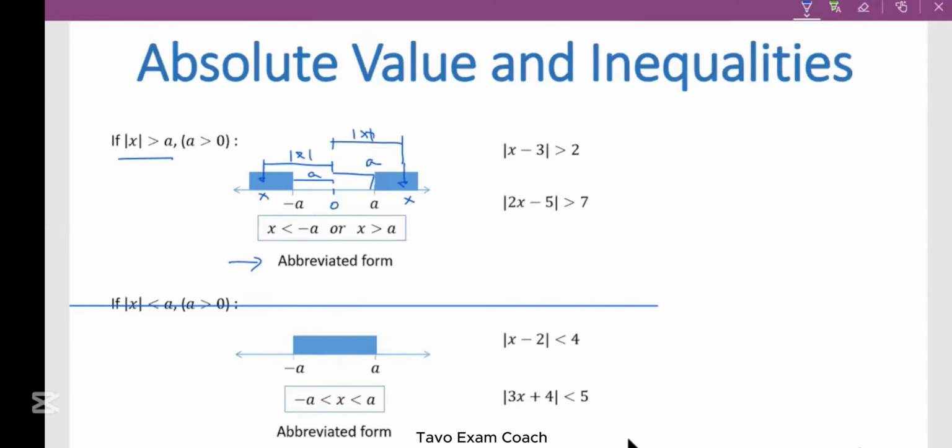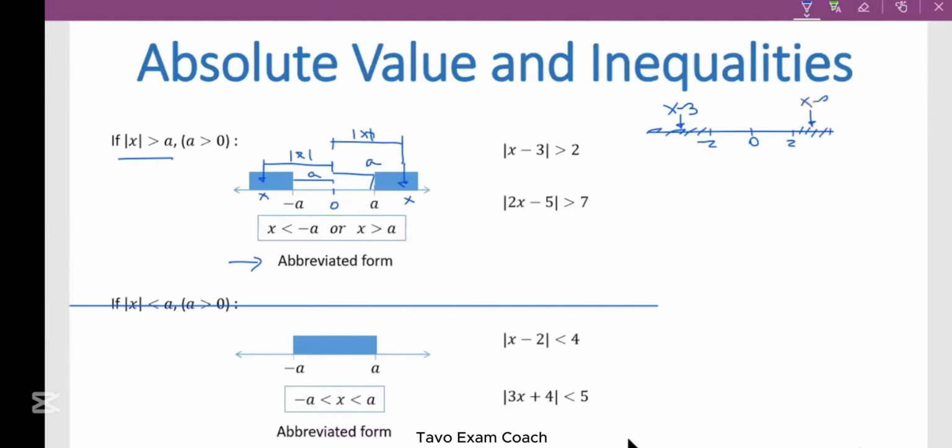Let's see a couple of examples. First, you have the absolute value of x minus 3 greater than 2. So if the distance of x minus 3 is greater than 2 units to 0, that is to say that x minus 3, as a value, should be in this region. Here is 0, here is negative 2, and here is 2. So it should be here in this area, or it should be here to the left of negative 2.